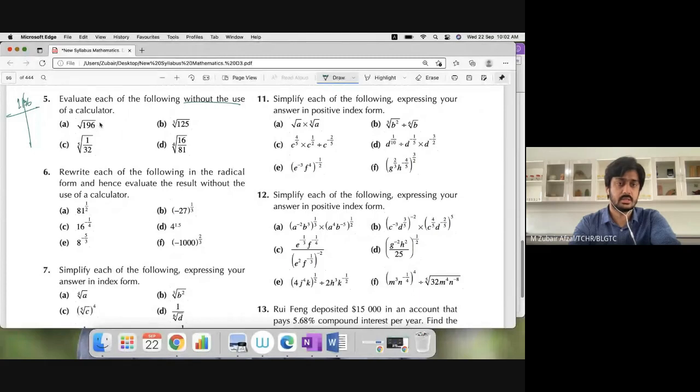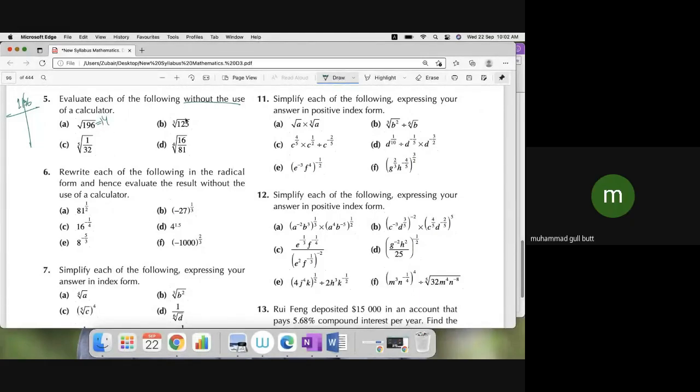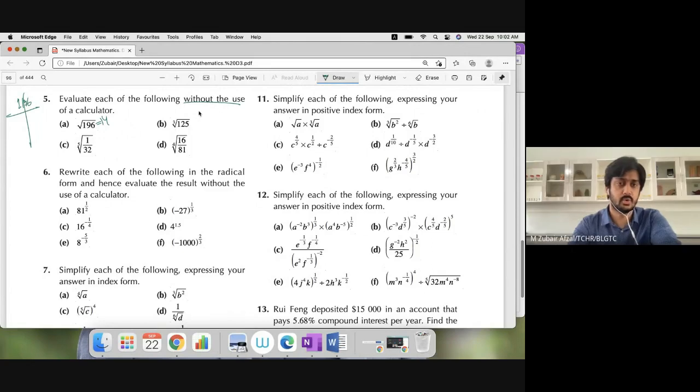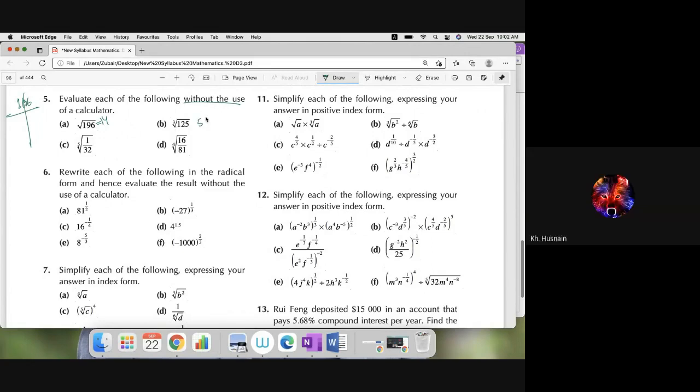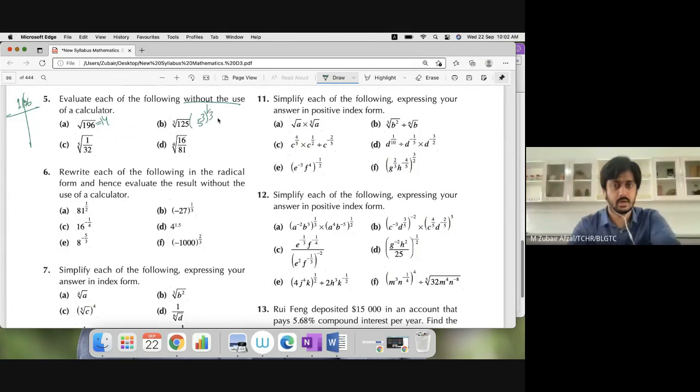So 196 is a square root of 14. And 125 is a cube root of 5. Excellent, you already knew that. So the answer is 5.